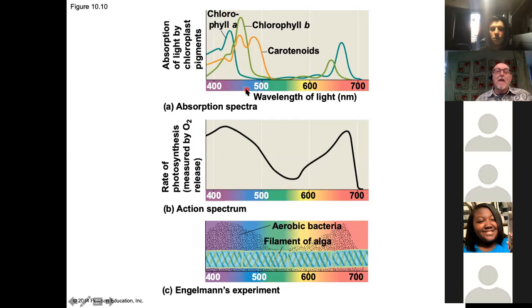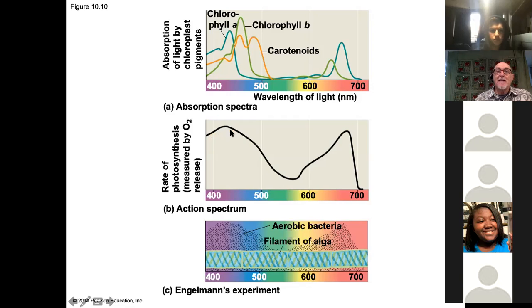Okay. Yeah. So there's another way to think about this, and that is to actually shine light of different wavelengths onto a plant and see where it produces the most oxygen. That's a measure of its rate of photosynthesis, right? So let's do that experiment. We're going to shine light of varying wavelengths onto a plant, the same plant. We're going to observe where it performs photosynthesis best.